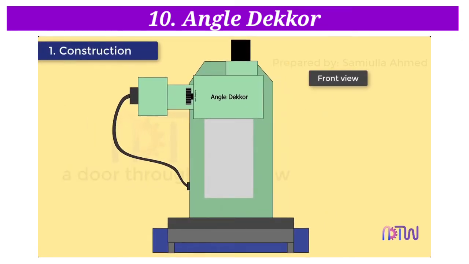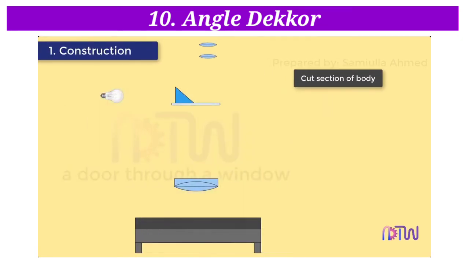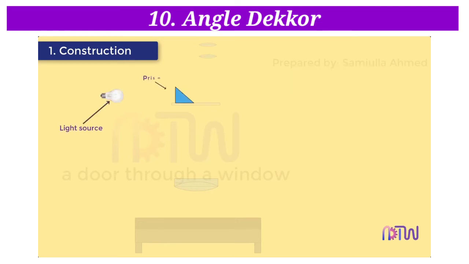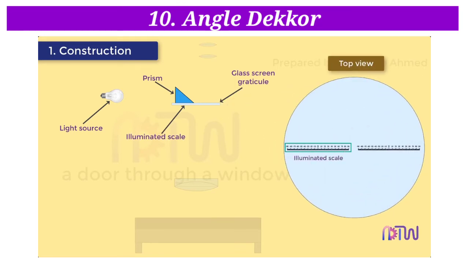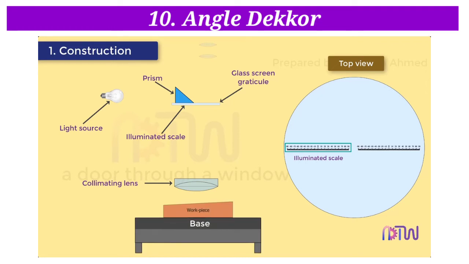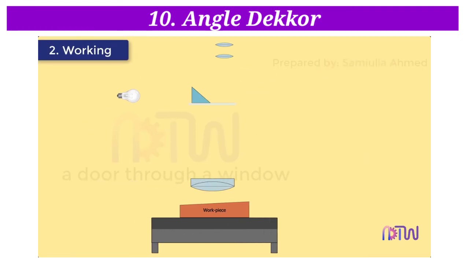Construction of Angle Decker. It consists of the following parts: light source, prism, glass screen graticule, illuminated scale, which is engraved on the glass screen, collimating lens, base, on which the workpiece is placed, datum scale, which is also engraved on the glass screen, eyepiece. Working of the Angle Decker.